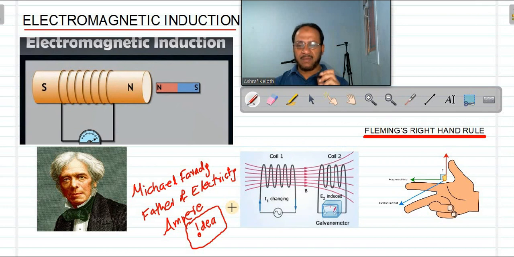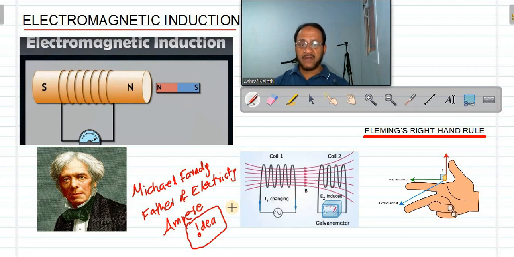This idea came to the mind of Faraday, and he thought like this. The book written by Ampere was explaining that when a current passes through a straight conductor, it produces a magnetic field in the surrounding. When a current passes through a coil, it produces a magnetic field. When a current passes through a solenoid, it produces a magnetic field. And even we can make an electromagnet.